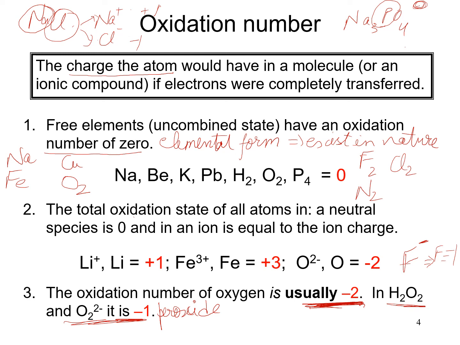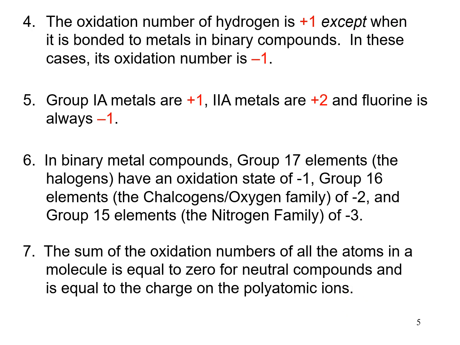So from here, we now know this oxygen would be -2. Each oxygen would have an oxidation number of -2. Good. Moving on, that just gives us information about oxygen, nothing else. Next, we come to rule number 4.